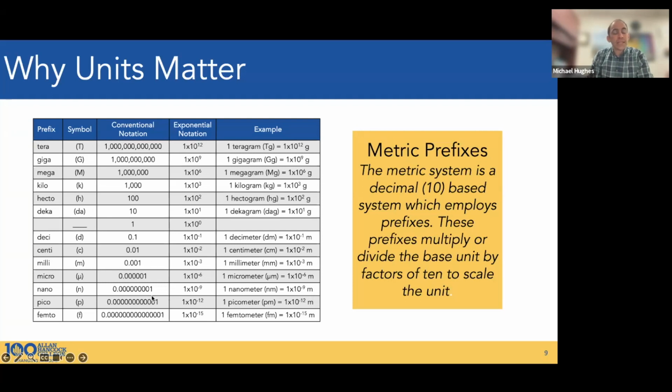And you can see the same thing with pico and femto, lowercase p and lowercase f, which are 10 to the negative 12th and 10 to the negative 15th. Very small. So 1 picometer and 1 femtometer are extremely small, 10 to the negative 12th meters and 10 to the negative 15th meters, respectively.